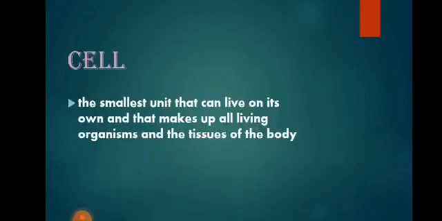So first, what is a cell? A cell is the smallest unit that can live on its own and that makes up all living organisms and the tissues of the body. A cell is defined as the smallest basic unit of life that is responsible for all of life's processes. Cells are the structural, functional, and biological units of all living beings.